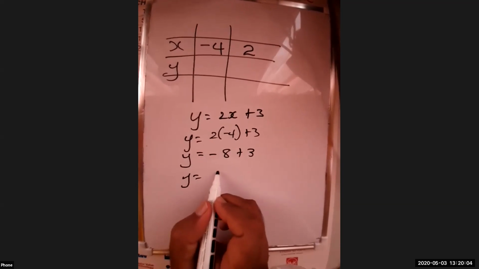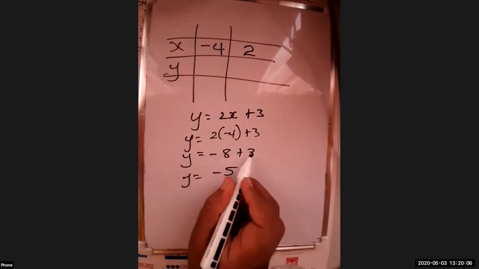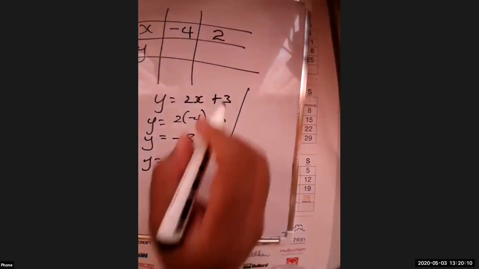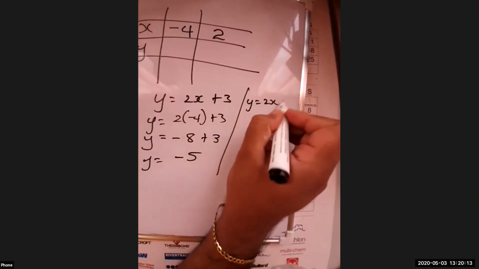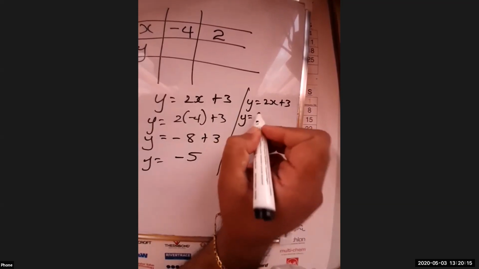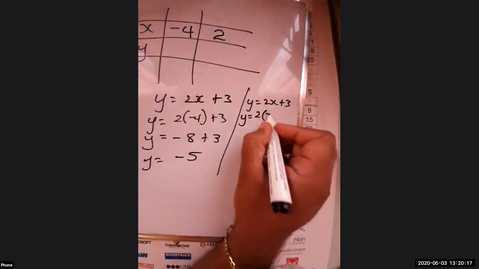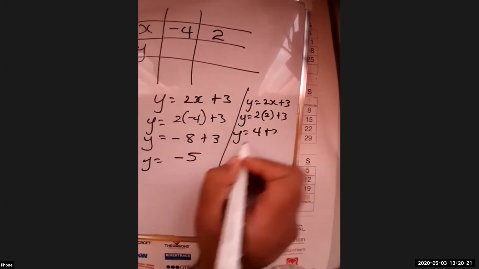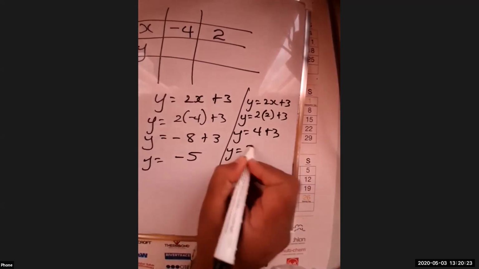-8 plus 3 will give us -5. When the signs are different, you find the difference and you keep the sign of the greater number, right? y is equal to 2x plus 3. y is equal to 2 when x is 2, so 2 into 2 plus 3. So y is equal to 4 plus 3. y is equal to 7.